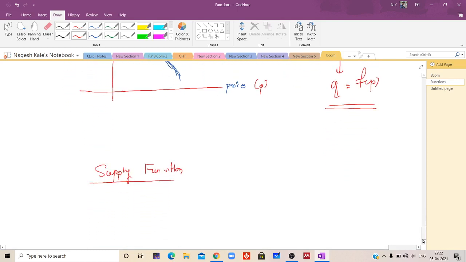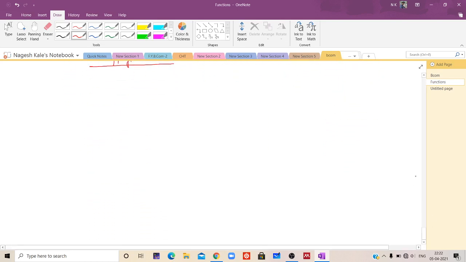Now let us talk about the supply function. Before talking about the supply function, I would like to write down the relation between price and supply. So as price decreases, what will happen with supply?